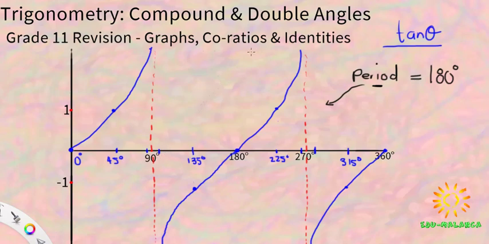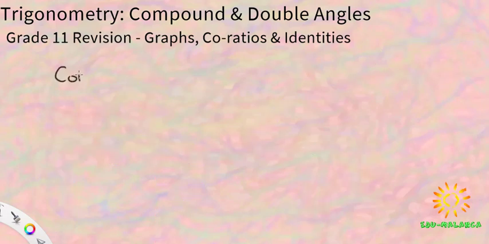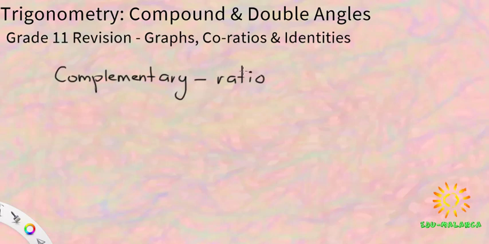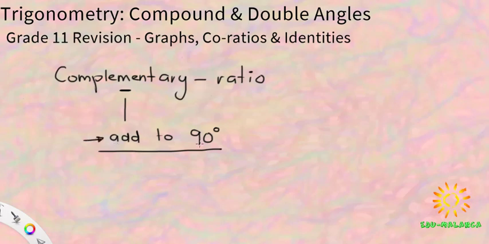Let's move on now and look at co-ratios. Co-ratios come from the word complementary. So co-ratios is short for complementary ratios. And how does it work? When we speak about complementary angles, we're saying that they add to 90 degrees. Remember this, guys. When two angles are complementary, when you sum them up, they add to 90 degrees.